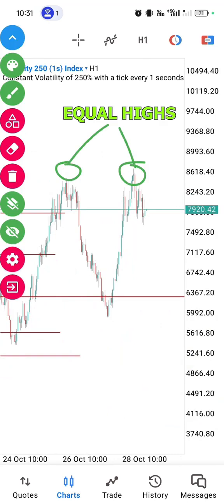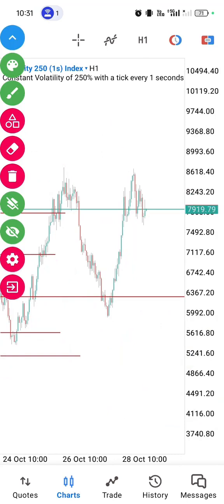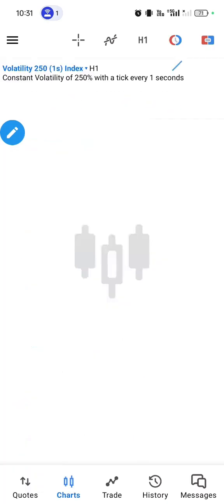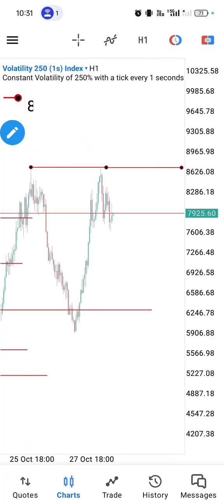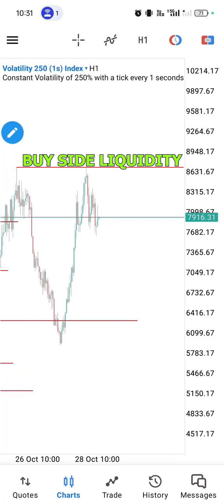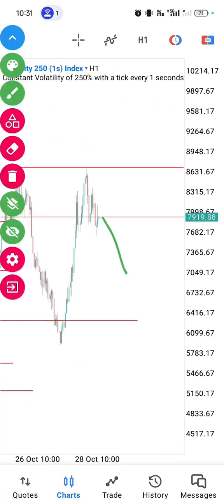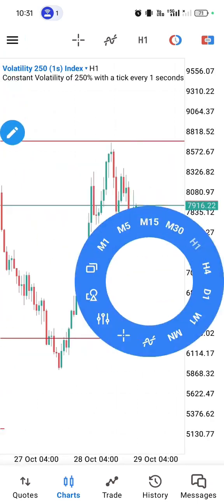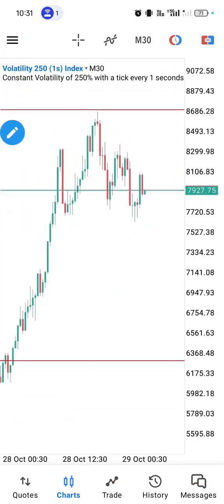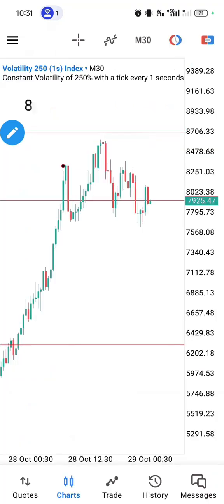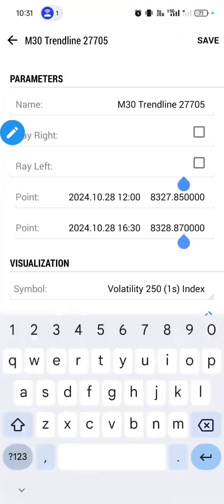So right above those two highs, they lay some pool of liquidity, which is buy side liquidity. So we both agree that price has to buy, isn't it? But why am I selling? Because later on I'll show you. Let me just show you guys why I ended up buying it at a later time frame.